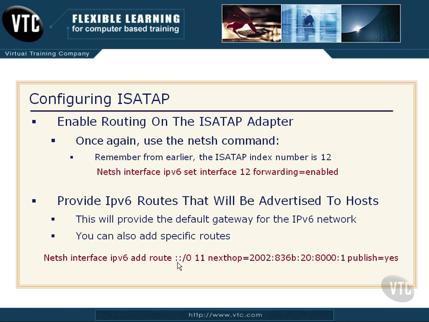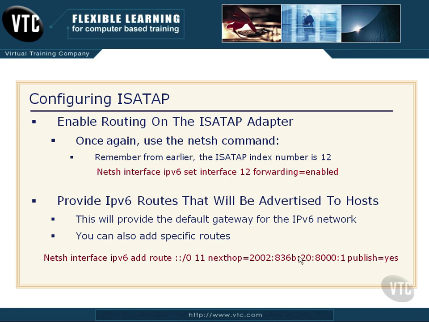Notice I'm going to add the route, the default gateway in IP version 6 language, the 11, that is the index of the ISATAP tunneling adapter. The next hop is the prefix that we put in there a little earlier, and publish is yes.